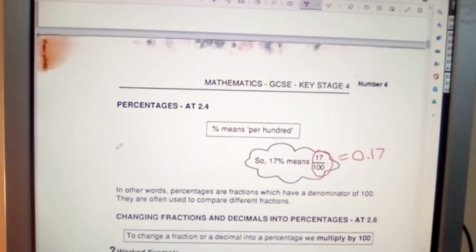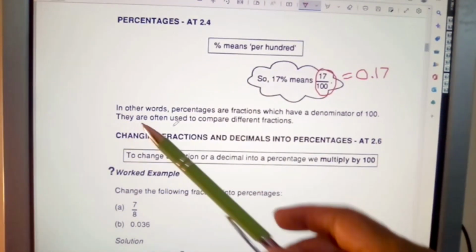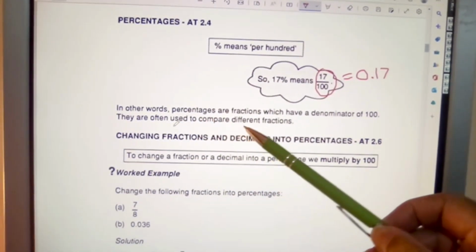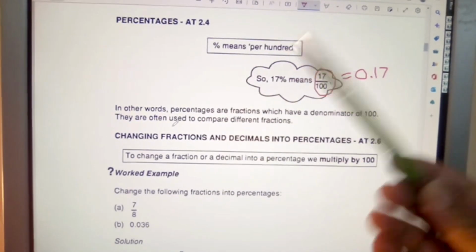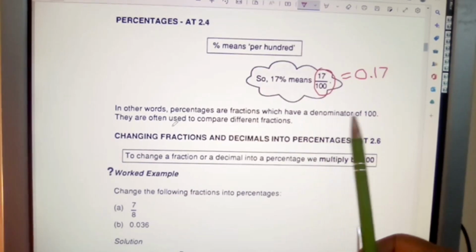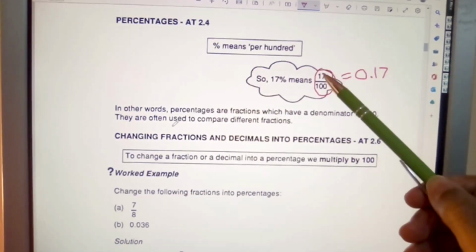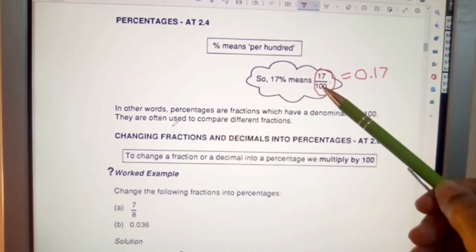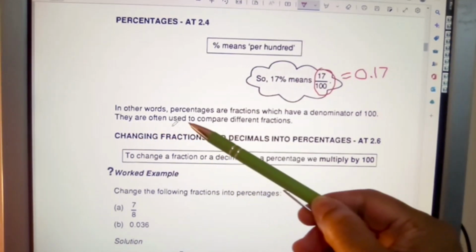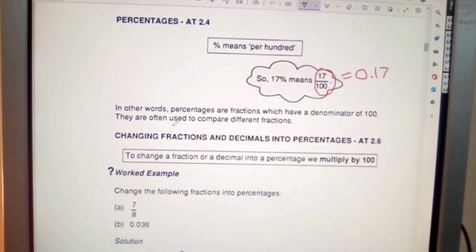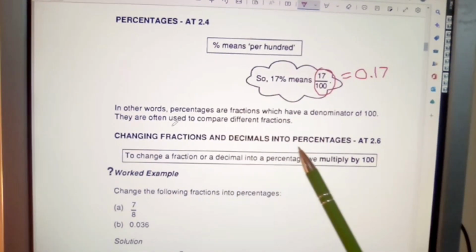Now what it then goes on to say is it looks at it further still. In other words, percentages are fractions, okay? So as I said earlier, you can look at this as a fraction, which has a denominator of 100. Now that is your denominator, that is your numerator. Denominator, numerator, okay? They are often used to compare different fractions. And here we're going to look at changing fractions and decimals into percentages.